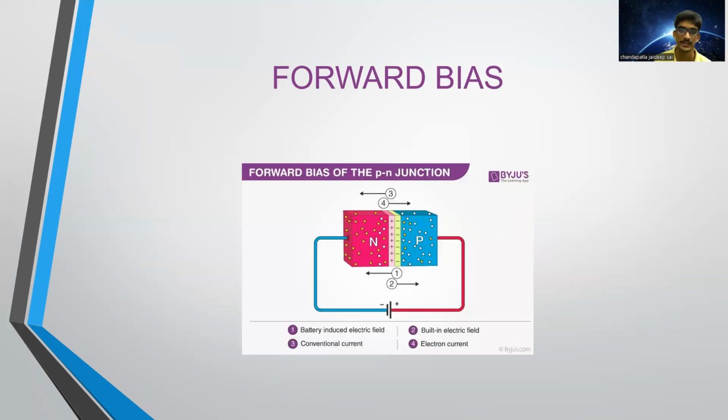So coming to the forward bias. In this diagram, we have the forward bias of the PN junction. Here we have N-type material, and here we have P-type material. We know that in the P-type material we have the holes, and in the N-type material we have the free electrons. These are positive charges, and here we have negative charges. These positive charges, which are holes, move from the P-type to the N-type material. As a result, negative ions are formed at the P side of the junction.